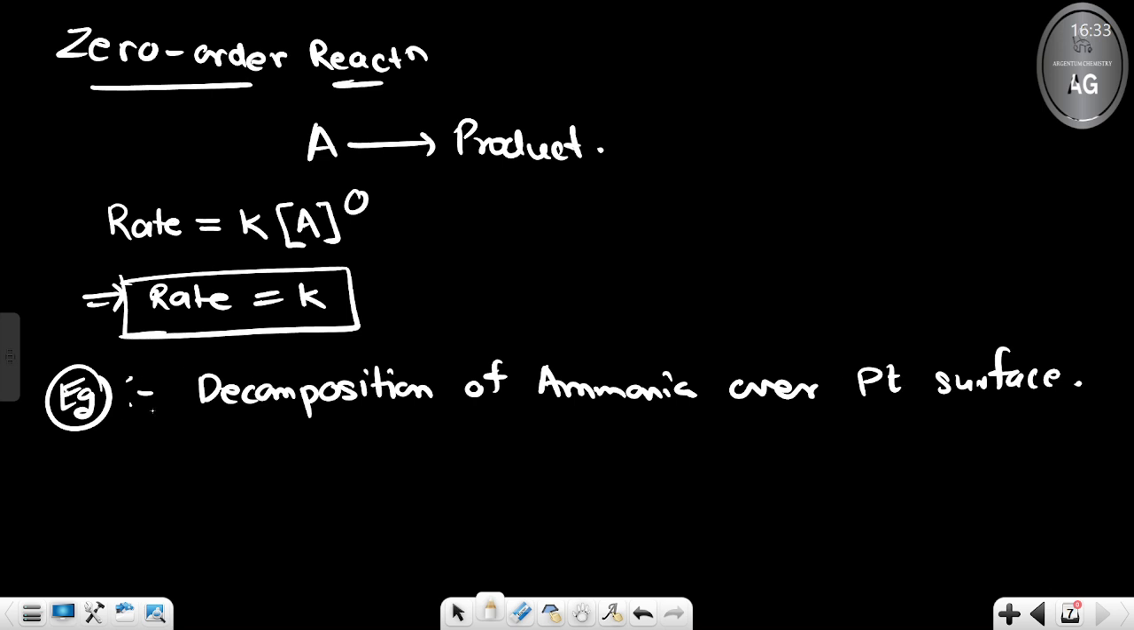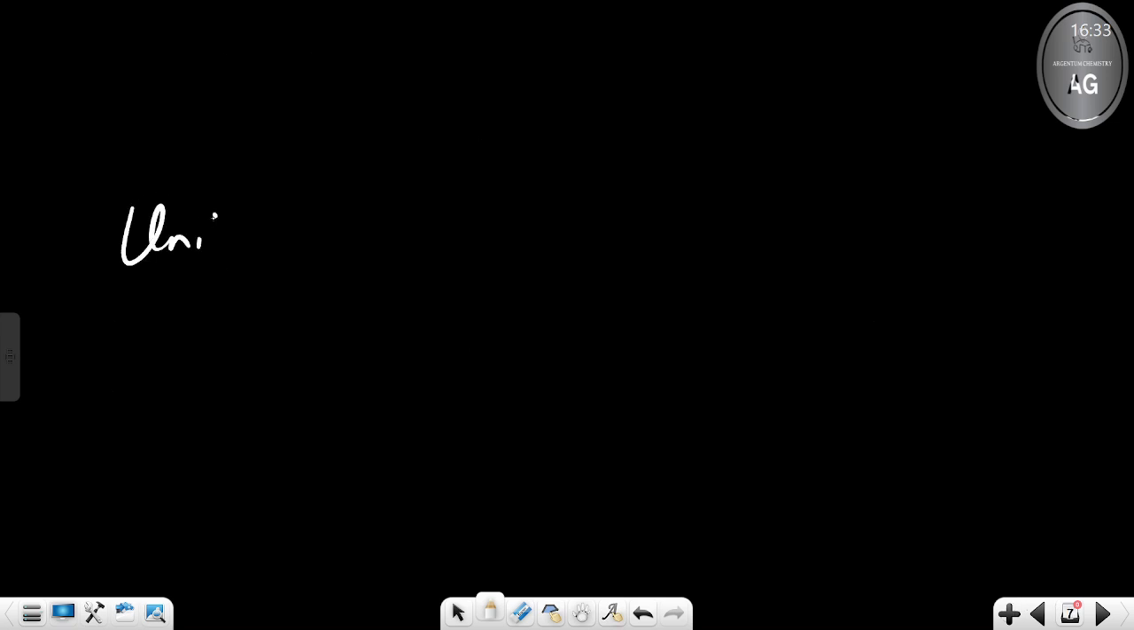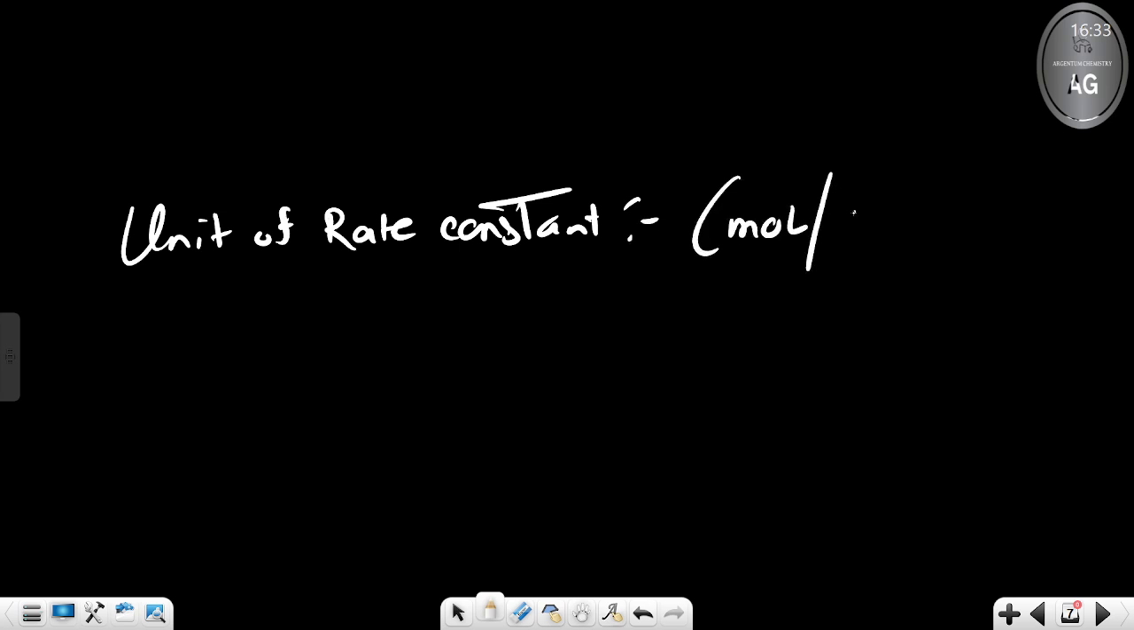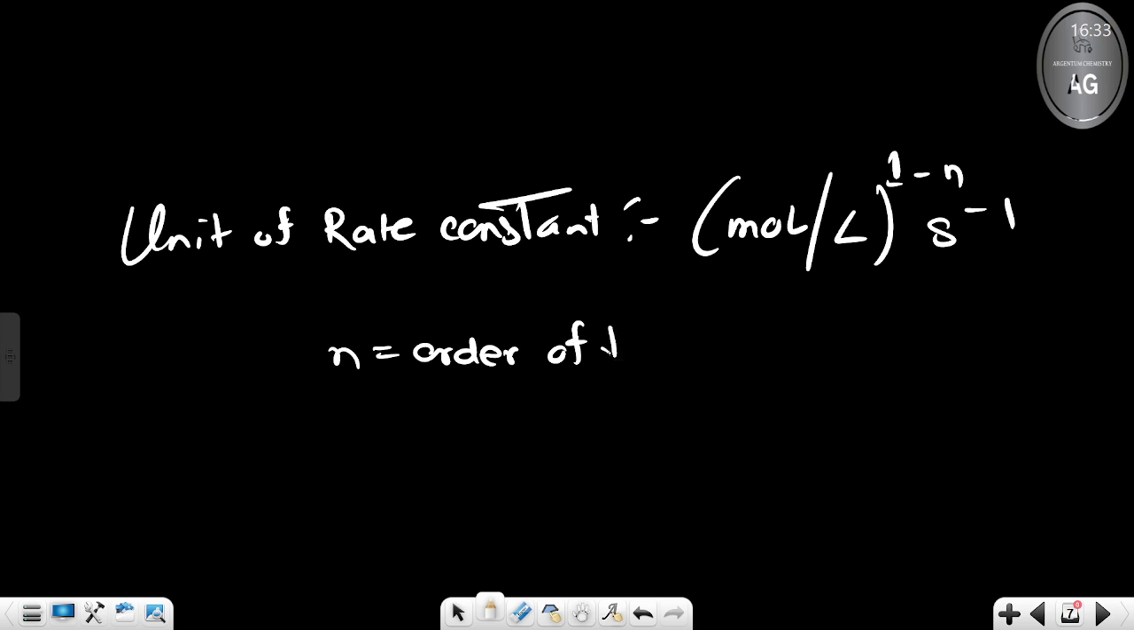Now what is the unit of this K? In general, I am telling you, the unit of rate constant is given by mole per liter whole to the power 1 minus n, second inverse. Understood? Mole per liter to the power 1 minus n and second inverse. n equals the order of the reaction. So whichever order the reaction is, you just put the value of n and find out the unit of rate constant. Simple, clear?